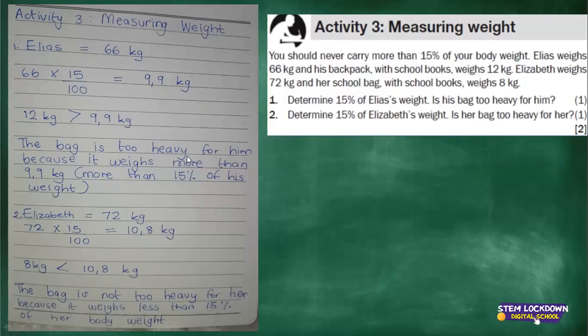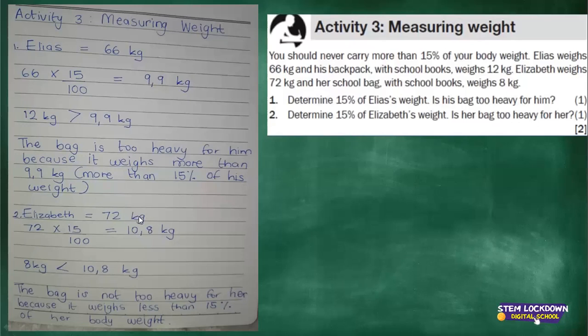The bag is too heavy for him because it weighs more than 9.9 kilograms, which is more than 15% of his weight. So this was a calculation where you incorporated weight and you also incorporated calculations of percentages. Then, the second question is, we need to determine 15% of Elizabeth's weight. Is her bag too heavy for her?